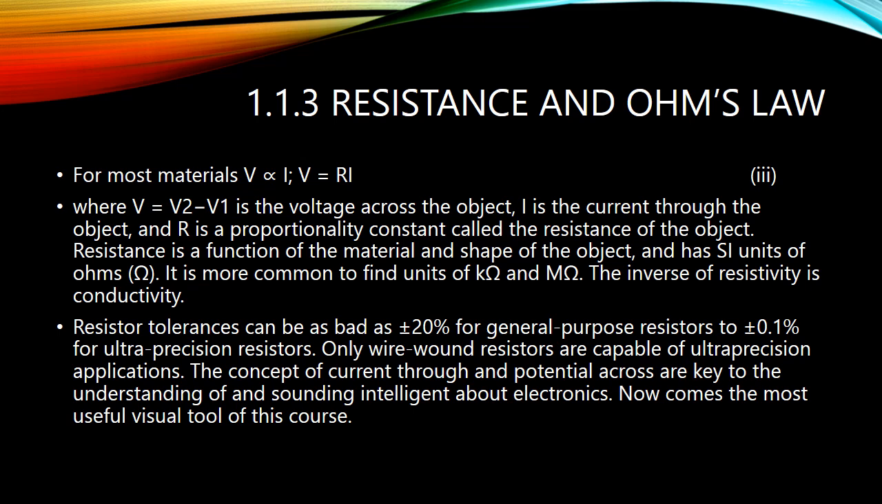So the ohm is given by that. It is more common to find units in kilohms and megohms. The inverse of resistivity is conductivity. The resistor tolerance can be as bad as plus or minus 20% for general purpose resistors, to plus or minus 0.1% for ultra precision resistors. Only wire-wound resistors are capable of ultra precision applications.